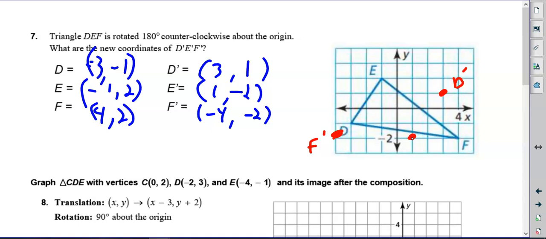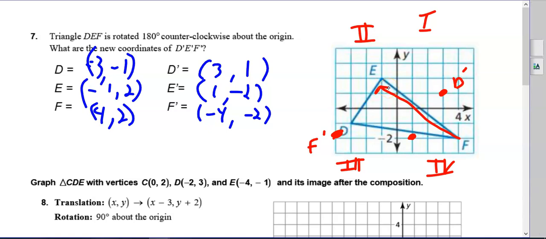Now here's an easy way to remember. I kind of told you this trick. Points are going to go to the opposite diagonal quadrant. So D was down here, in quadrant 3. It's going to go diagonally this way to quadrant 1. This is another little trick you can do. E was in quadrant 2, so it should end up in 4. And F was in 4, so it should trade places and go up to 2.